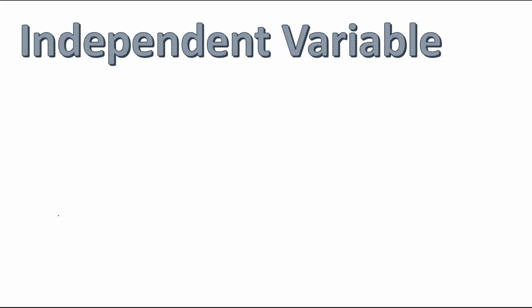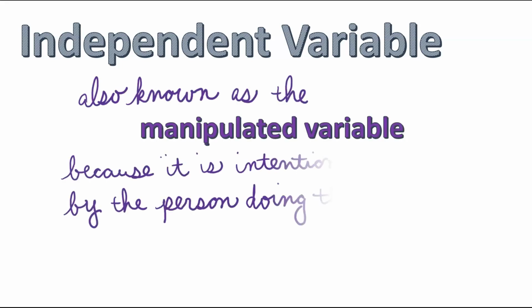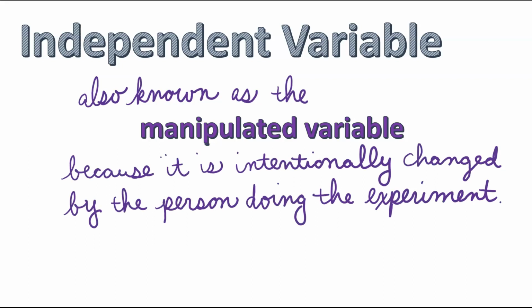The independent variable, also known as the manipulated variable, is intentionally changed by the person doing the experiment. The word manipulate means to be forcefully changed. This is the first variable that is changed in the experiment.